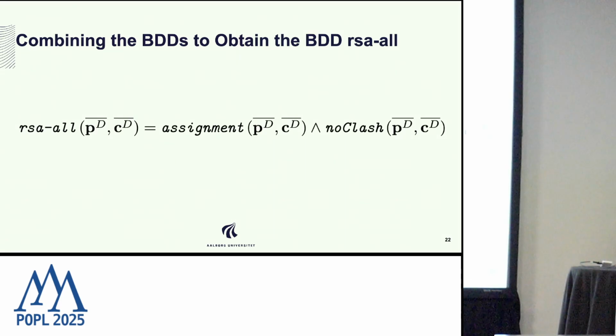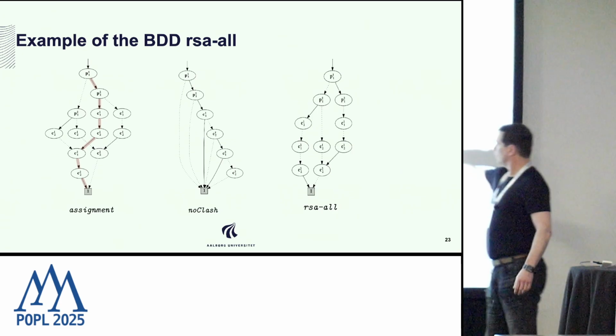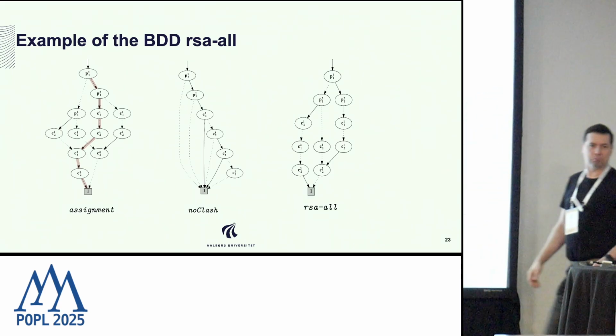Then what do we do? We simply take the intersection of these BDDs because they are closed under the operation, and we get the RSA all BDD, which encodes all the correct assignments. So this is an example of that intersection of these two, and this is what it looks like.